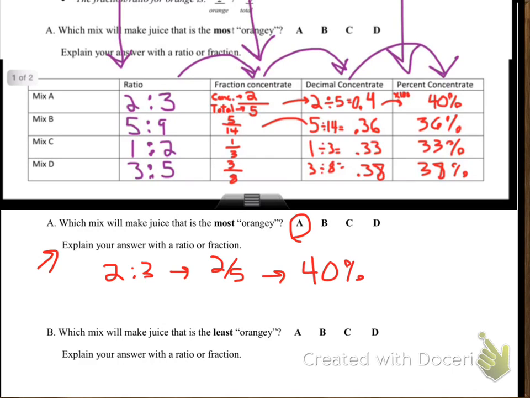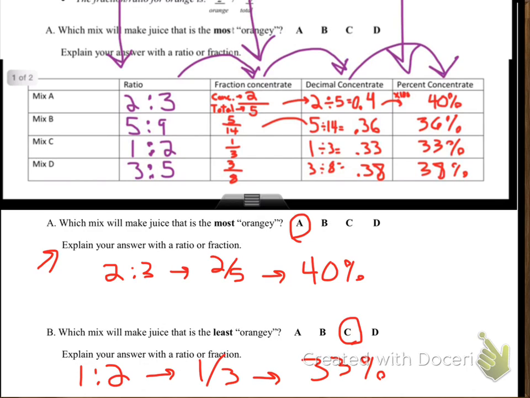Now, question B. Which mix will make the juice least orangey? Well, which one had the smallest percentage? It was mix C. Mix C is a really weak percentage, only 33%. We're going to explain that using Math 2, where we take 1 to 2, which is our ratio, make it a 1 over 3 fraction, which then becomes 33%.